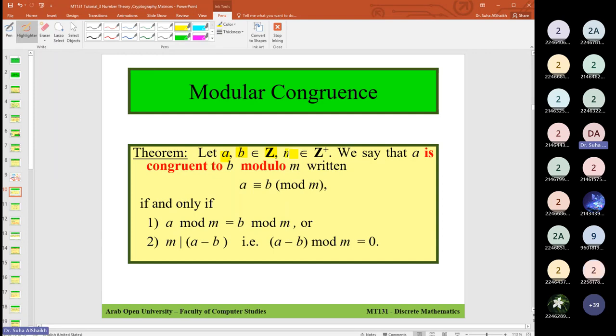is a positive integer, we are going to say that A is congruent to B modulo M under the condition that A mod M, meaning the remainder of dividing A by M, is equal to B mod M.